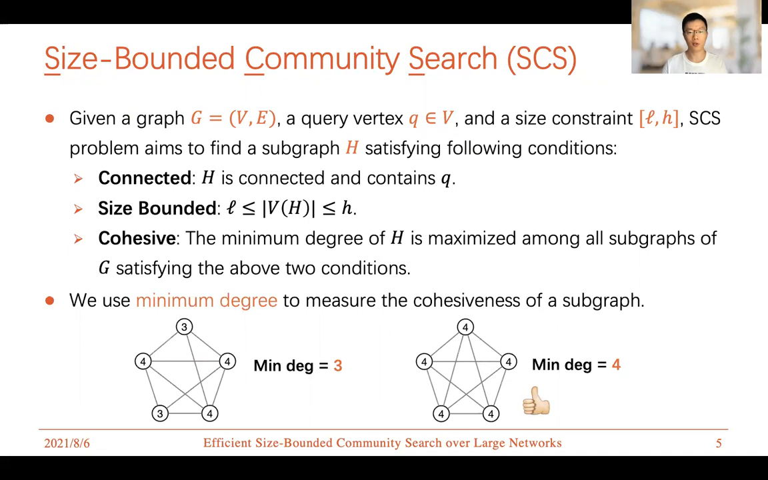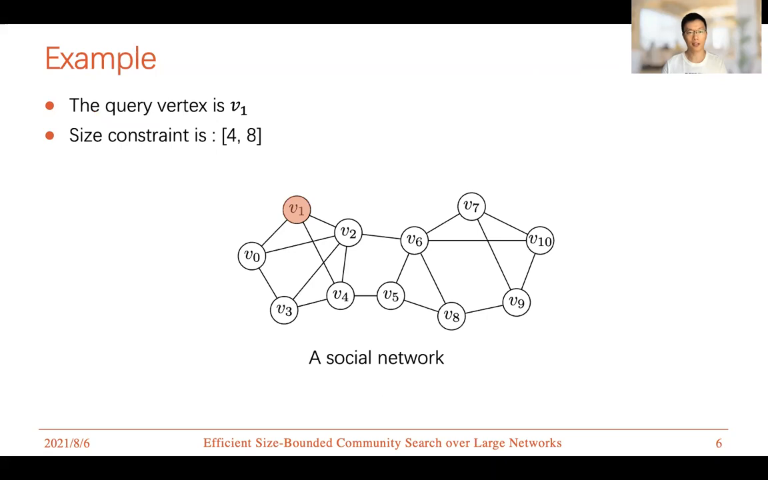We use minimum degree to measure the cohesiveness of a subgraph. For example, we say the second graph is more cohesive than the first one. Let's see an example. The query vertex is V1, size constraint is 4 to 8. This subgraph is a feasible solution. This subgraph is the optimal solution with minimum degree 3. The whole graph has minimum degree 3, but it does not satisfy the size constraint.